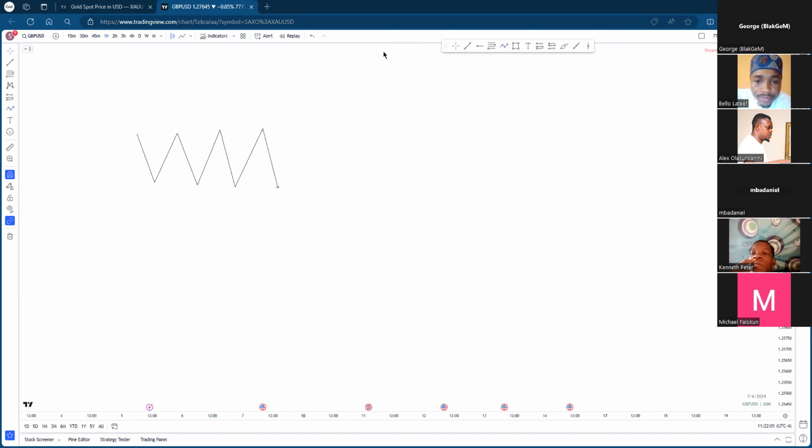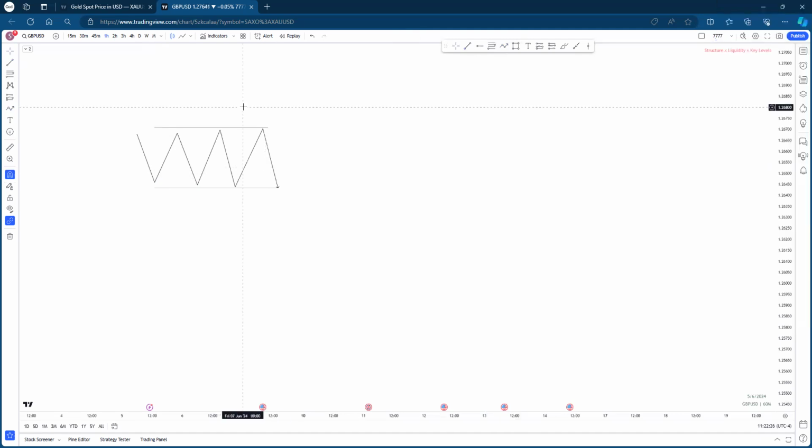So the moment you see price consolidating like this, the primary purpose of a consolidating market is that price wants to engineer liquidity. Anytime you see the market consolidating, it is for one particular reason: for price to engineer liquidity. And majorly, you're going to see a consolidating market like this especially in the Asian session. The Asian session gives us the consolidating market.